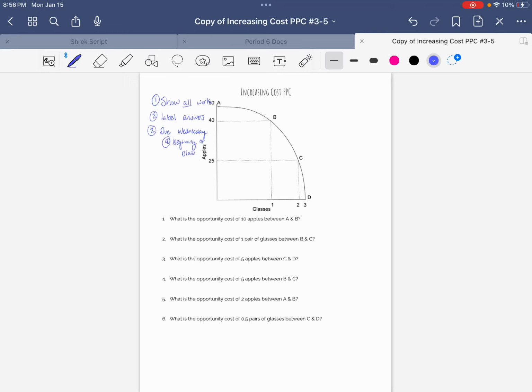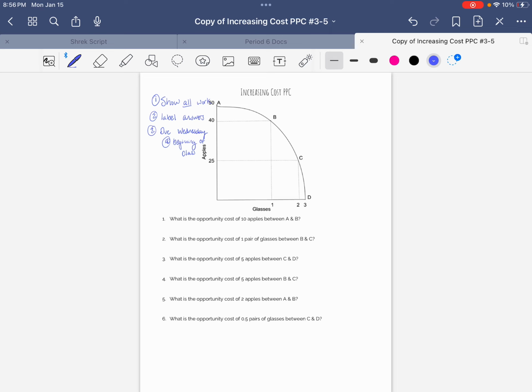Hello guys, today we're going to do an increasing cost practice together. So for NTI, you're going to get out your own sheet of paper. You're going to do all these problems alongside with me. I will be doing almost all of them, not all of them entirely, but almost all of them.